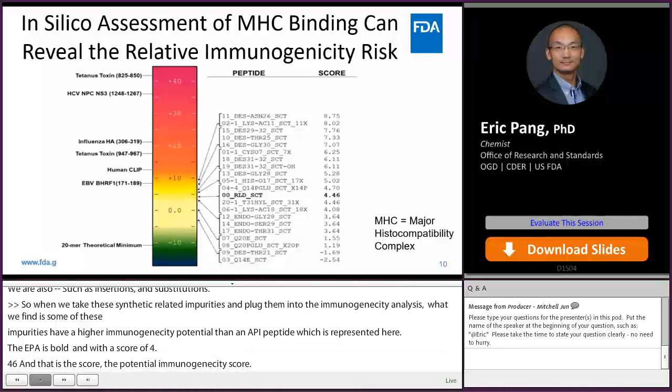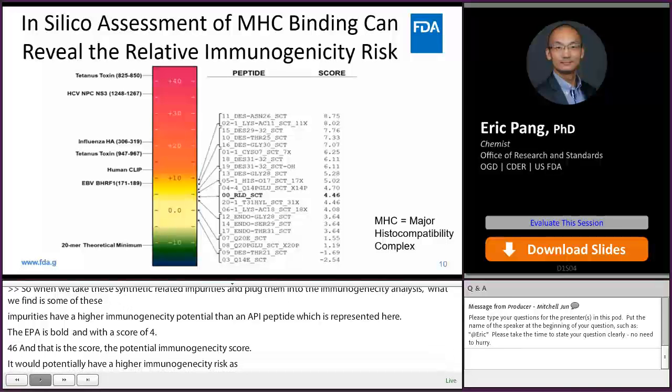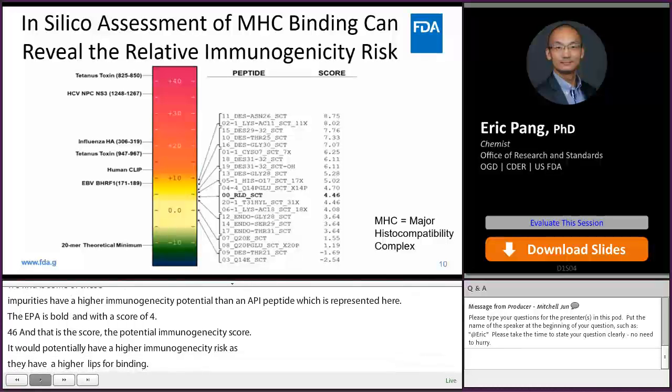for MHC binding. But if you look on the brighter side, all these impurities, including the highest predicted risk for immunogenicity, are in general lower than most of these immunogenic proteins, including tetanus toxin and influenza hemagglutinin.